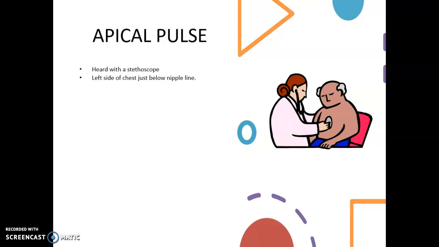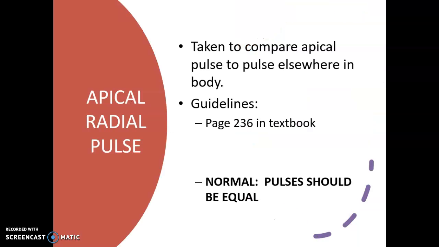Apical pulse, that's what I was saying. It's heard with the stethoscope on the left side of the chest, just below the nipple line. Used when it's difficult to feel a pulse, or it's weak or irregular. On infants and children less than 2 years old, they usually will do an apical pulse as well. So apical-radial pulse is when you're checking both because you want them to match. Taken to compare apical pulse to a pulse elsewhere in the body, they should be the same.